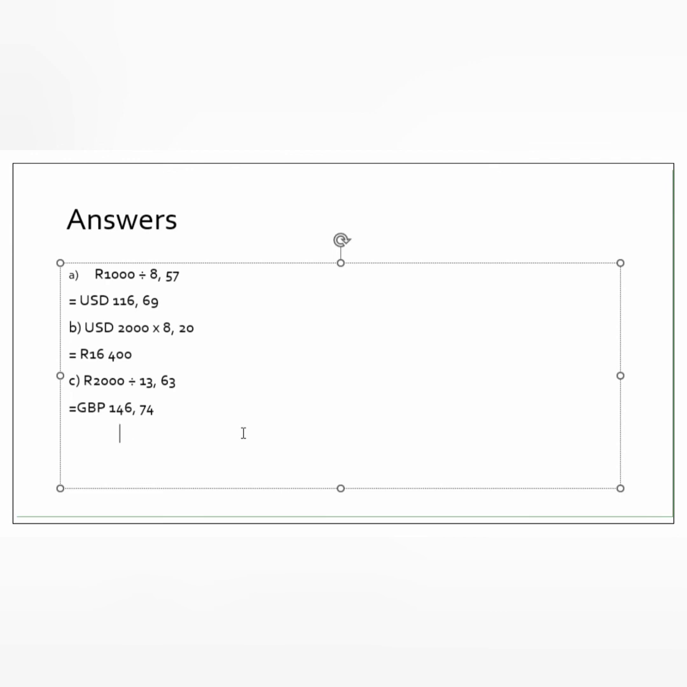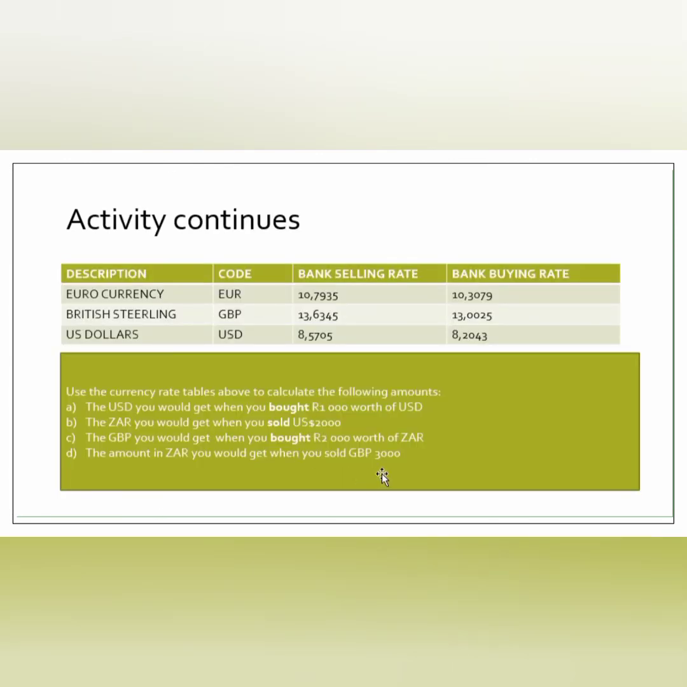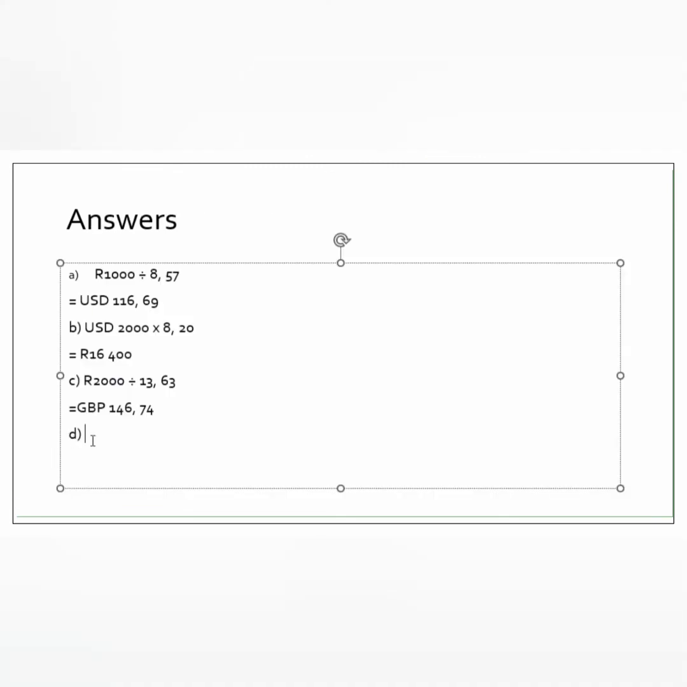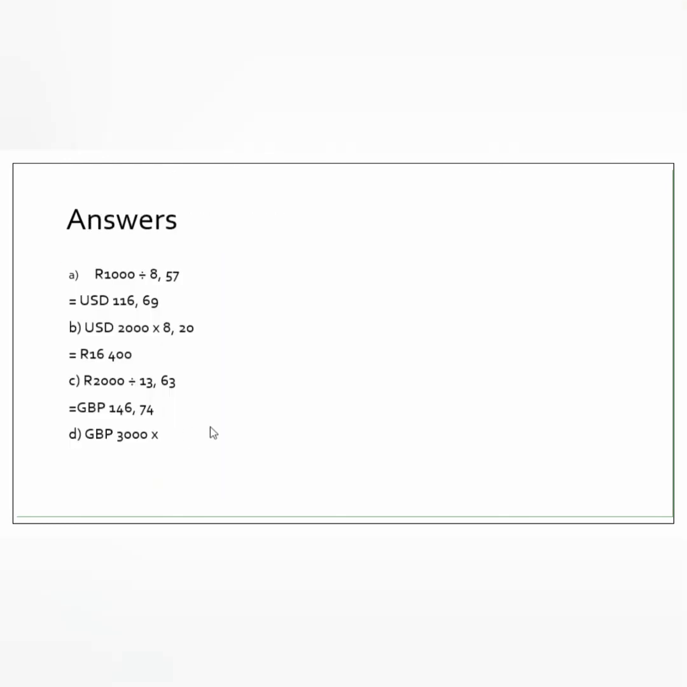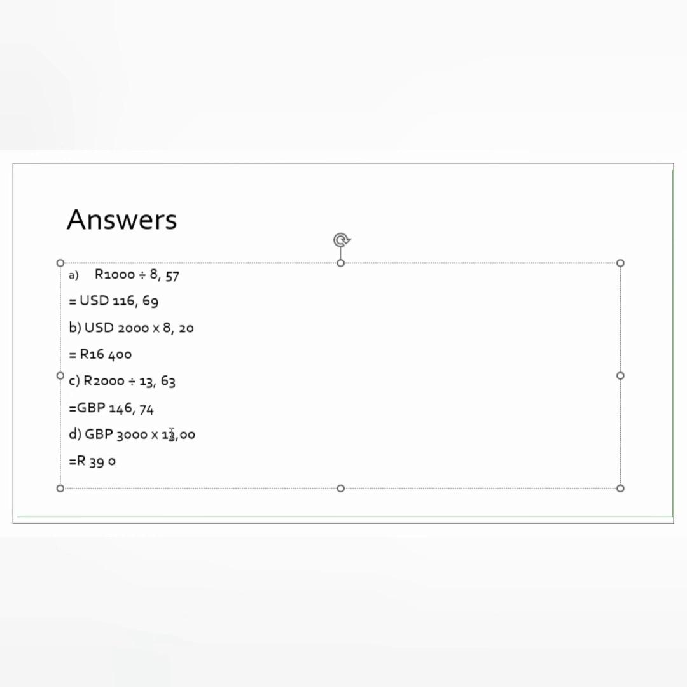Right, now let us do the last one. D, the amount in ZAR you would get when you sold your 3,000 Great British pound. So now you are selling, you're selling to the bank, and the bank will use the bank buying rates. So it's going to be GBP 3,000 multiplied by 13.00, and our answer is 3,000 multiplied by 13, and your answer is a whopping 39,000.